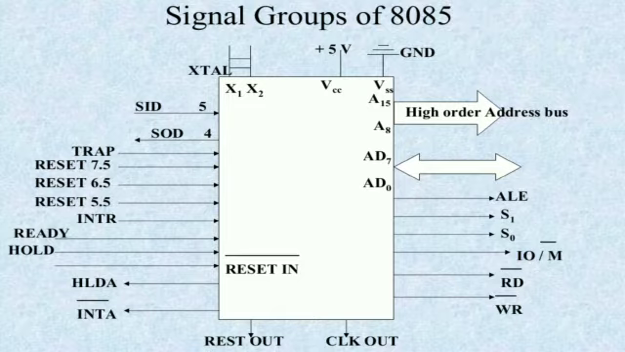That is, A15 to A8 is the higher order address bus, AD0 to AD7 is the lower order multiplexed address and data bus, ALE, S1, S0, IO by M bar, read, write are the control and status signals, reset out and reset in are the reset signals, hold and HLDA are the DMA signals, then interrupt signal and serial I/O signal.